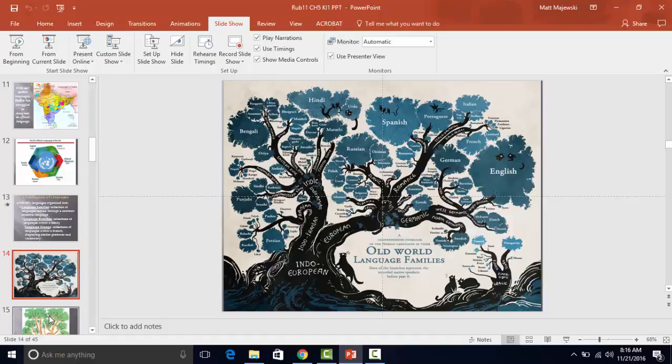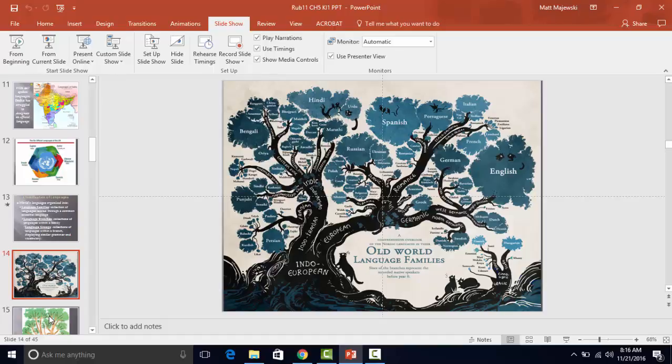You've got Indo-Iranian, you've got European, which breaks up into Germanic and Romance, Slavic, Albanian, Celtic. And then you notice the Indo-Iranian branch branches out into Indic and Iranian. And then as you can see, the little leaves, or the foliage there, represents individual languages.